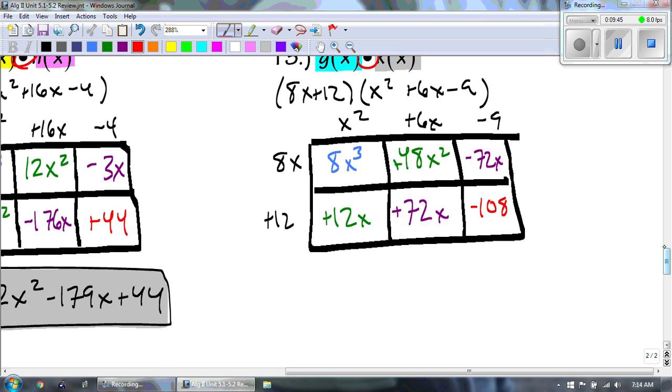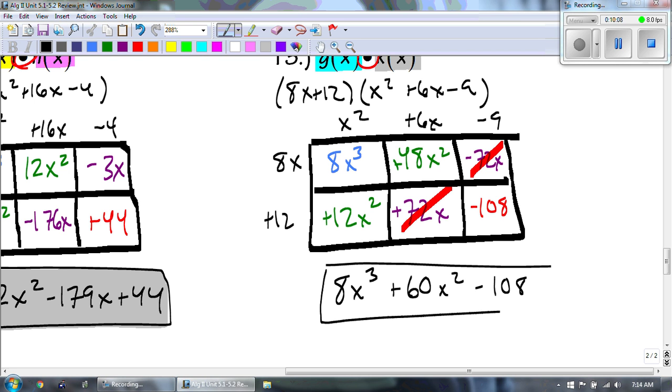Okay, and you can see everything that I multiplied right there. So my final answer is 8x cubed, sorry, that should be squared, plus 60x squared, and then my 72 and my negative 72, those actually cancel, minus 108. And there we go.